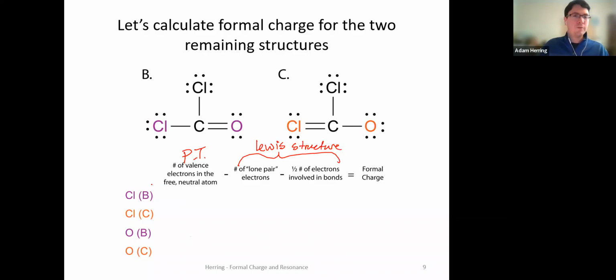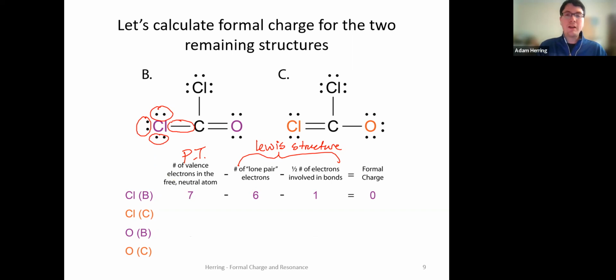Okay, so for chlorine in structure B, all chlorine atoms have 7 valence electrons because they're in group 7A. When you count up the number of lone pair electrons in this molecule, for the chlorine atom here, it has 6 lone pair electrons, and it has 1 bond between itself and the carbon. So if we count up half of those electrons, that's a value of 1. So its formal charge would be 0.